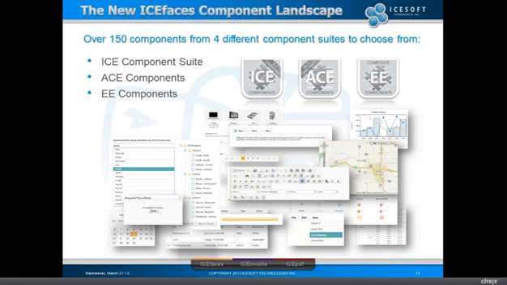We also have the EE components. Now, EE components come in the EE Composite library, as well as a new library called the EE Accessible library, which allows you to develop web applications that can be designed and targeted to visually impaired users.